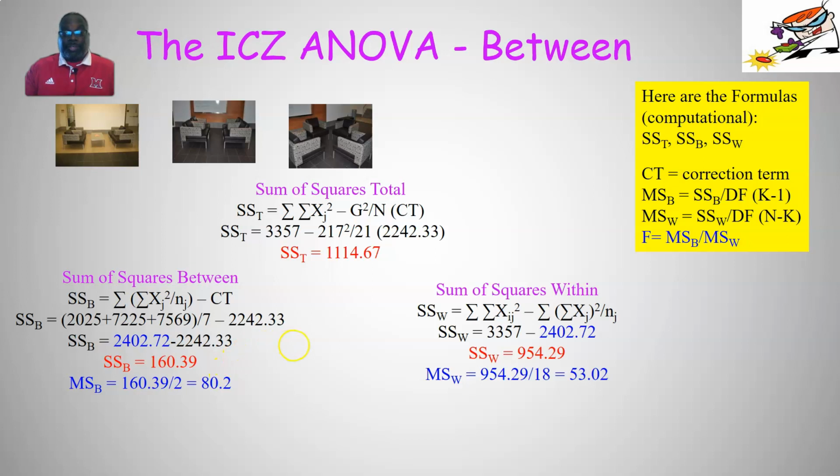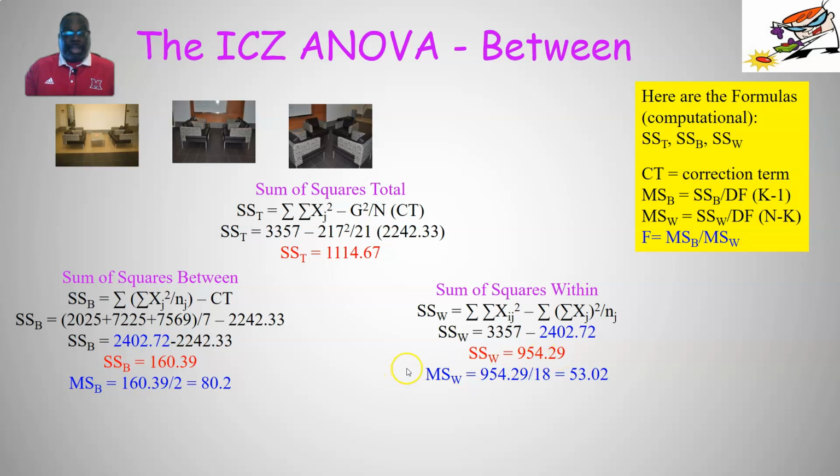Now we're going to look at the within value. And same thing, we're going to use the same number as here. So we're looking at all the scores. But now we're subtracting that from the group deviation rather than the total deviation here. And so that's giving us 954.